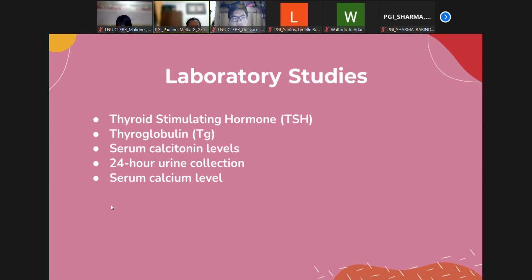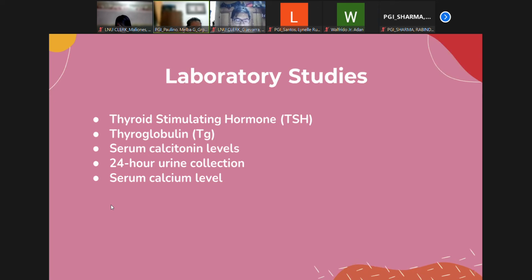For the laboratory studies, we do the thyroid function test, which is thyroid stimulating hormone. This is an excellent screening test, and a full thyroid function test can be performed if the TSH level is abnormal, like measuring thyroglobulin, which is not generally performed because it will not differentiate between benign and malignant processes. But if the levels of thyroglobulin are high, this will usually indicate metastatic thyroid cancer.